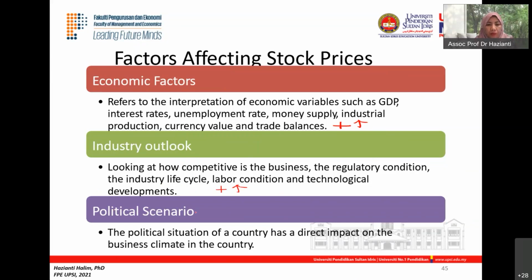Political scenario, we are looking at some stability in the economy, in the economy also political, right? So if it is stable, then the business climate in the industry is also stable and the stock price will not affected much. For example, if we are talking about mana country nak bagi, kita bagi Libya contohnya kan. So there's a war there before this. So based on the political scenario, the business climate in the country is not so good. That is why at some point the share price will go down.